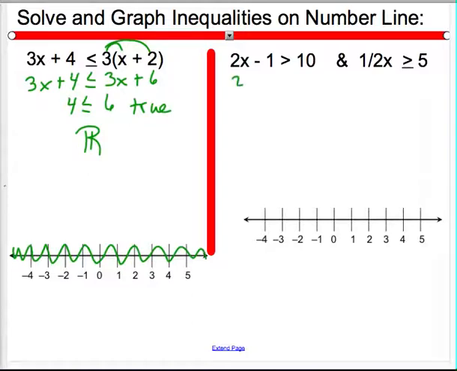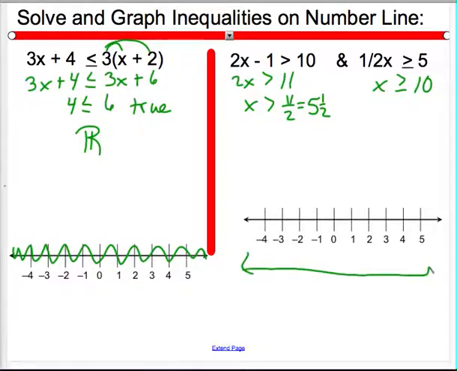For our second one, adding 1 to both sides, dividing by 2, or if we like that as a mixed number, x is greater than 5.5. Multiplying both sides by 2, because that's a positive value, I don't flip the inequality. So for my first one, x is greater than 5.5, and for some reason our number line isn't set up correctly. So we'll do, at 5.5 we have an open circle because it's just greater than. At 10 we have a closed circle because it's greater than or equal to.